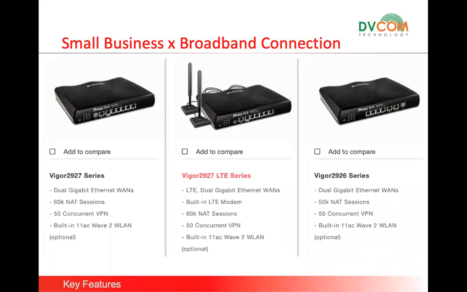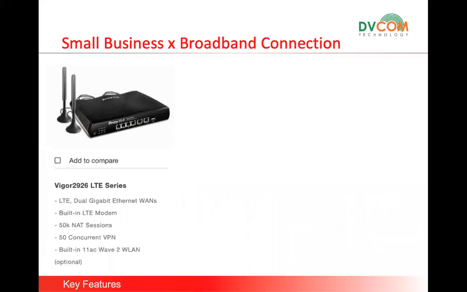And again, if you go with the 2926, you can terminate 2 internet connections, and it supports 50,000 NAT sessions and 50 concurrent VPNs, and you can configure multiple SSIDs, and it's going to support Wi-Fi 5. And we have one more router, which is the Vigor 2926 LTE. It has a built-in LTE modem, and you can terminate multiple internet connections, and it supports up to 50,000 NAT sessions and 50 concurrent VPNs, and you can configure multiple SSIDs for your Wi-Fi access, and it supports Wi-Fi 5.